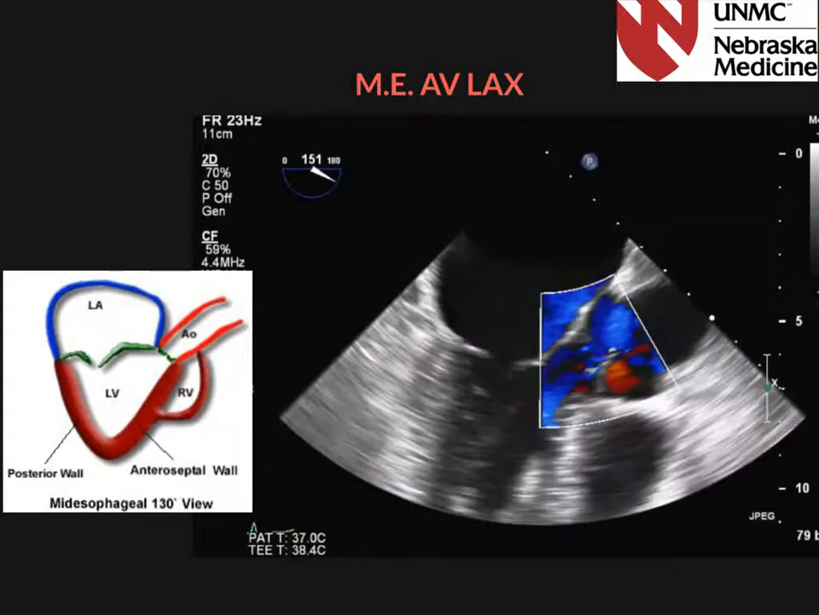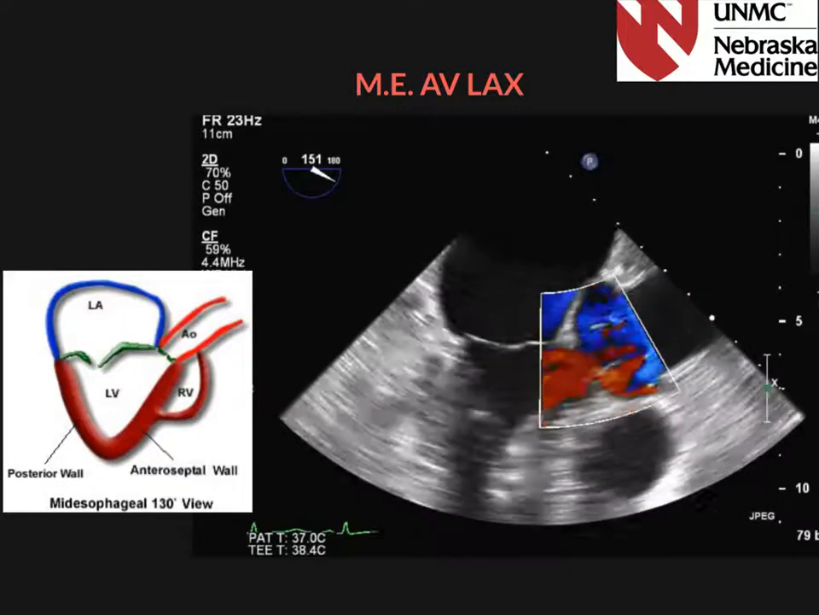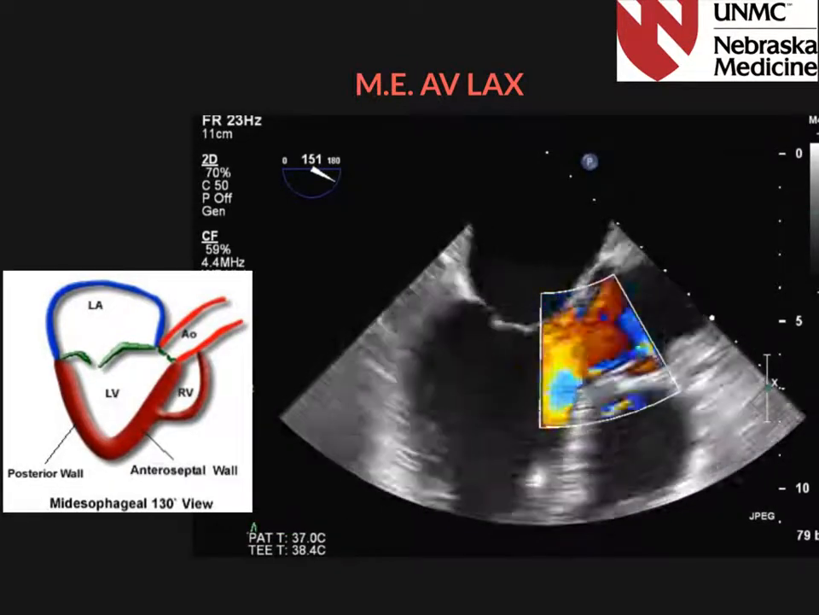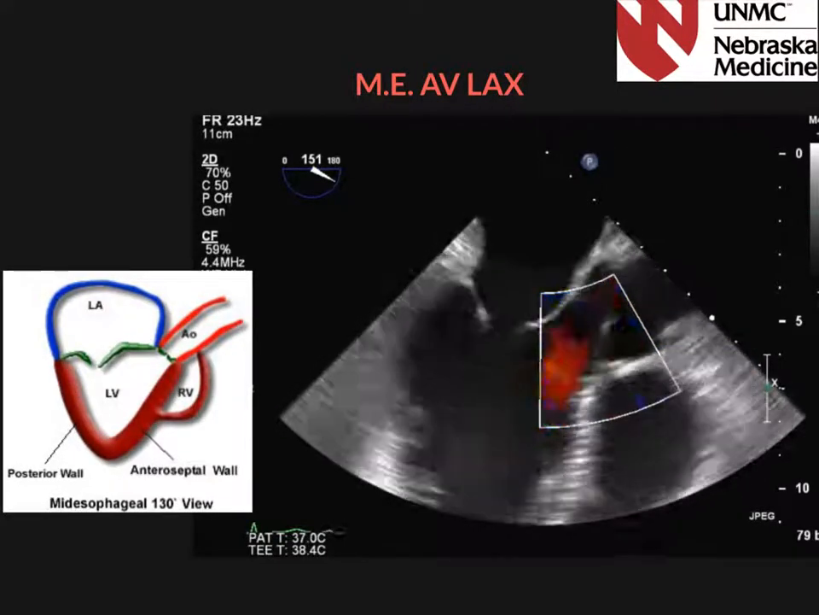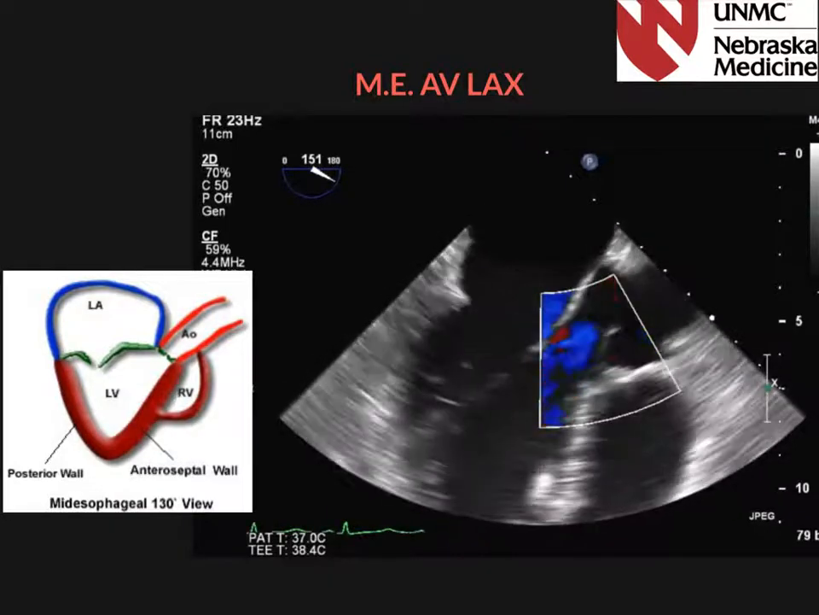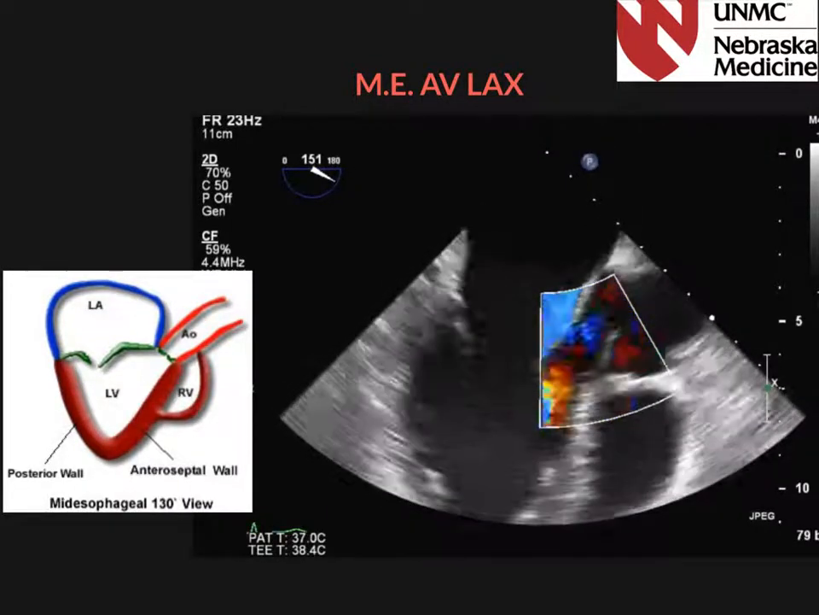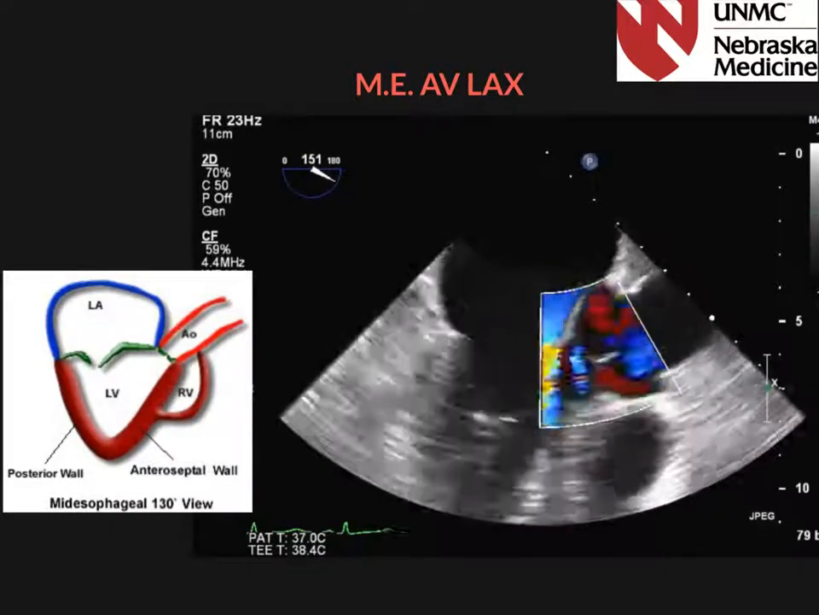Also, by withdrawing the probe slightly, that will allow for evaluation of the more proximal aorta for disease or pathology such as traumatic aortic dissections or post-stenotic dilatation of the aorta.